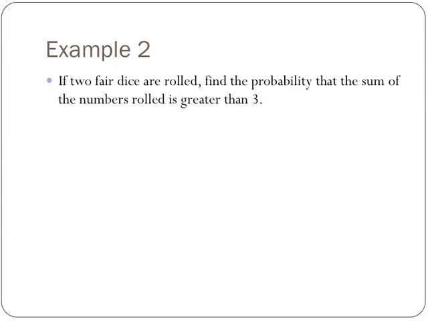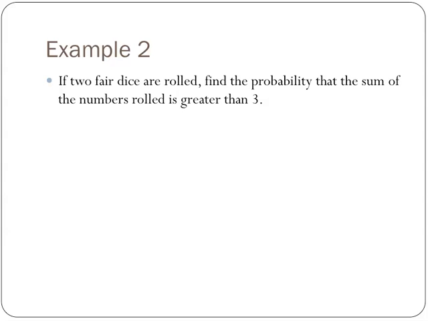If 2 fair dice are rolled, find the probability that the sum of the numbers rolled is greater than 3. Okay, now we're looking at 2 dice. So let's talk about what the sample space is. Well, we have to come up with all the different possibilities that you could get.